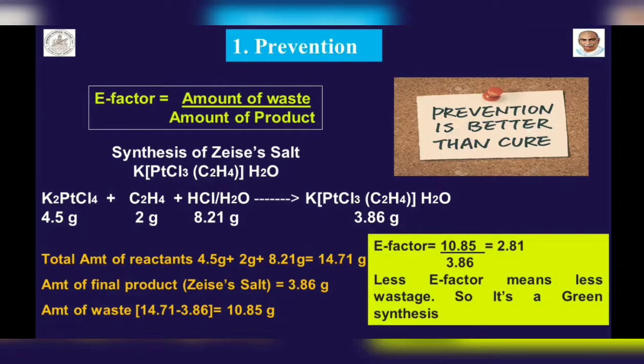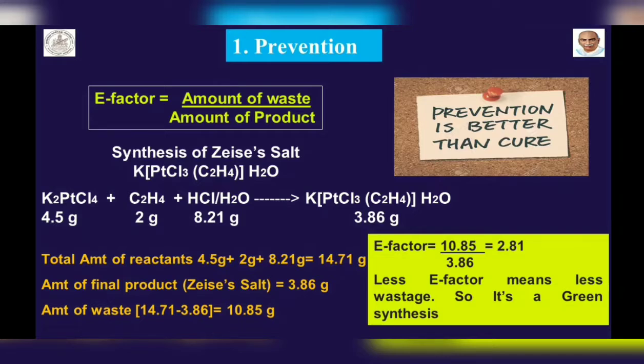For example, we are taking the synthesis of the salt potassium tetrachloroplatinate, where ethene and HCl react together to form the salt. In this reaction, we consider only the amount of product and reactant. First step, the total amount of reactant: potassium tetrachloroplatinate 4.5 gram, ethene 2 gram, HCl 8.21 gram. Totally it is equal to 14.71 gram. The amount of final product is equal to 3.86 gram.